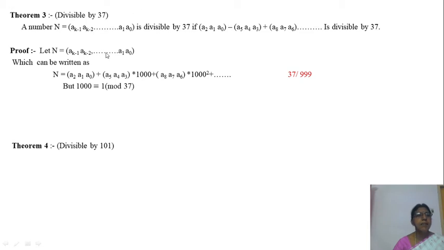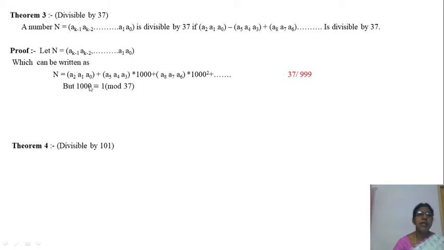Okay, let n be equal to this. It can be written the same way as in theorem 2, with the same proof. First the 3-digit bunch, plus the next 3-digit bunch to the left times 1000, plus again the next 3-digit bunch times 1000 squared, and so on.